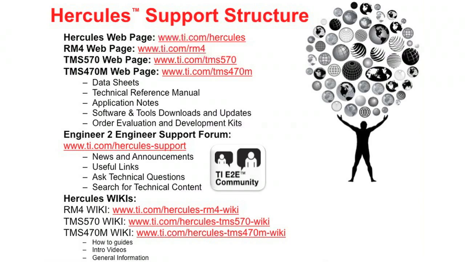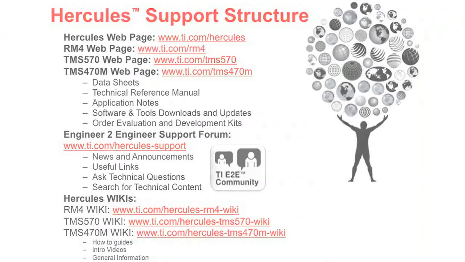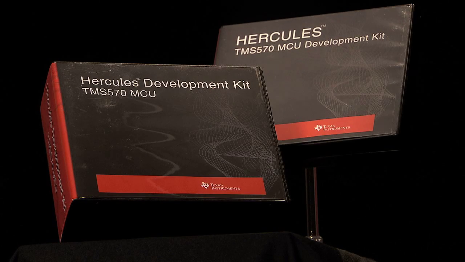There are a number of online resources available where you can go to get more information about Hercules microcontrollers. The first is the Hercules webpages that are on TI.com. Here you can download official device data sheets, technical reference manuals, and application notes. You can download software like HALCoGen, NowFlash, and the High-End Timer Integrated Development Environment. You can also order development kits through the TI eStore from these web pages.